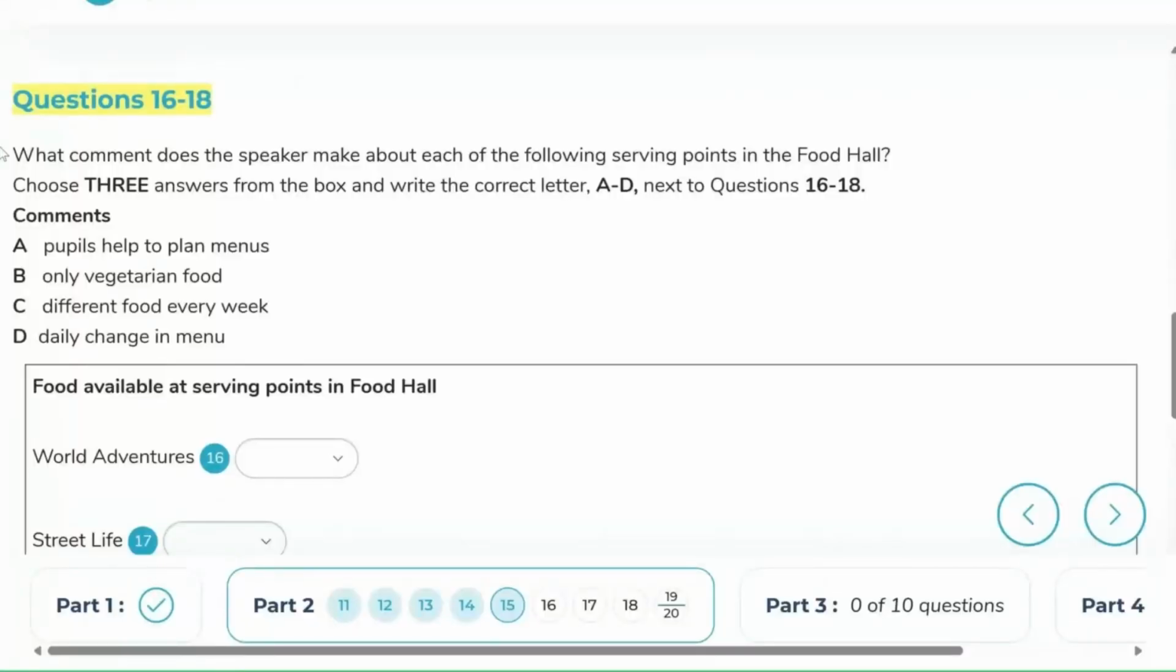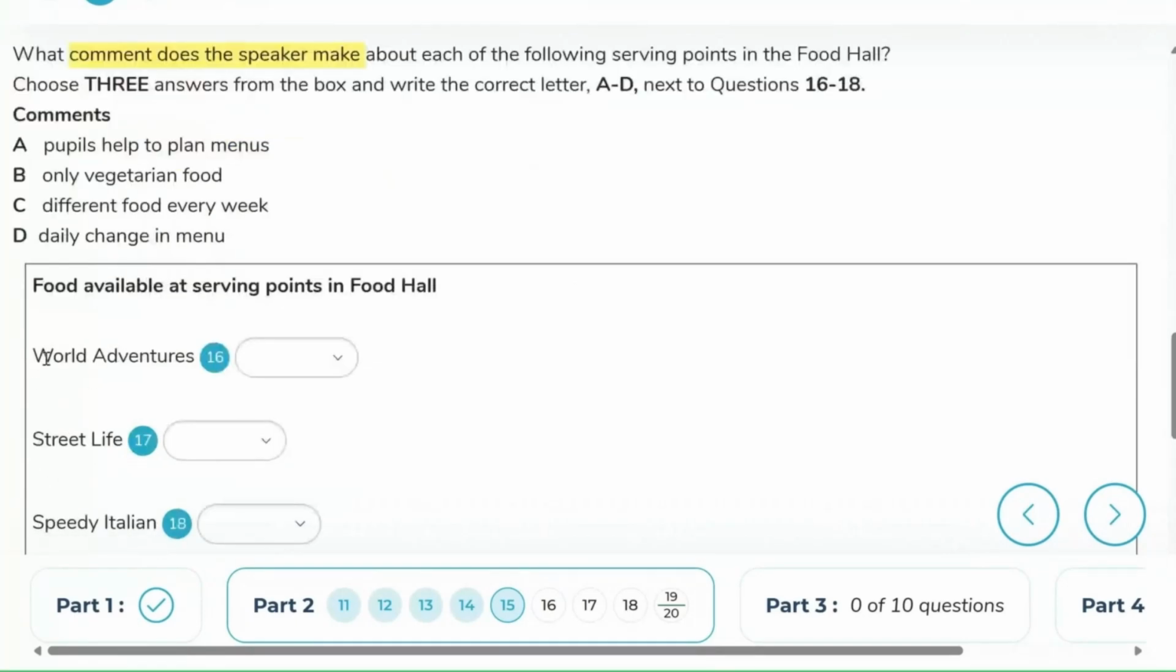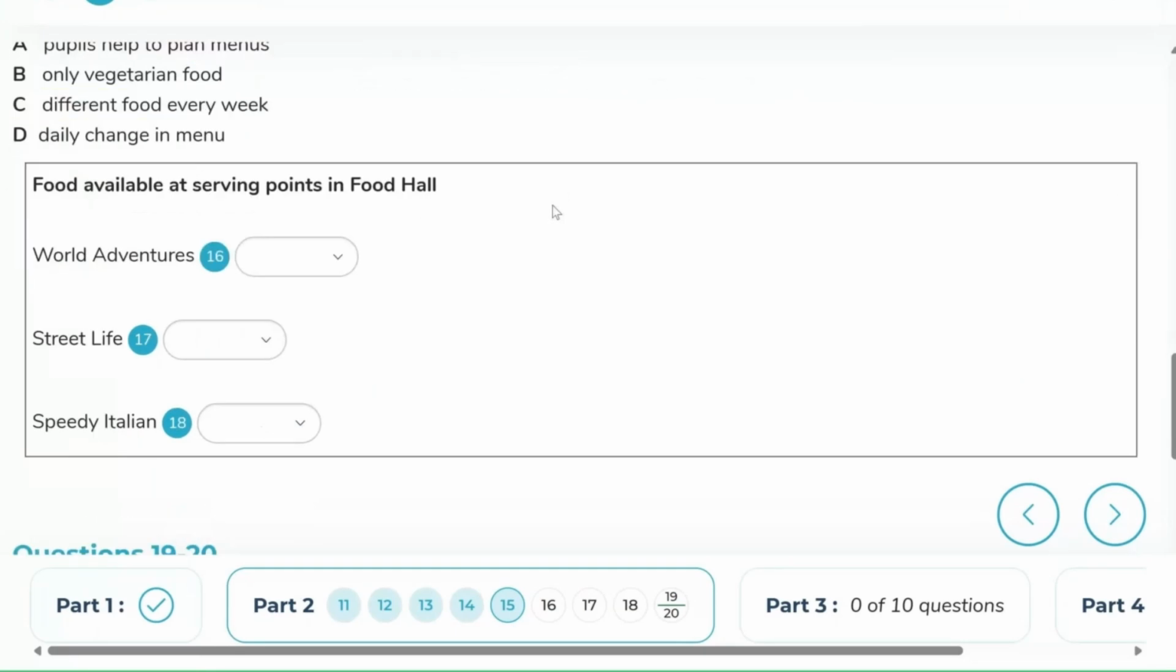What comment does the speaker make? So comment the speaker make about each of the following serving points. So serving points are here, like food, adventure, etc. And options are here. So choose 3 answers from the box. Now there are 4 comments, 3 questions. That means you're going to use 3 comments here.